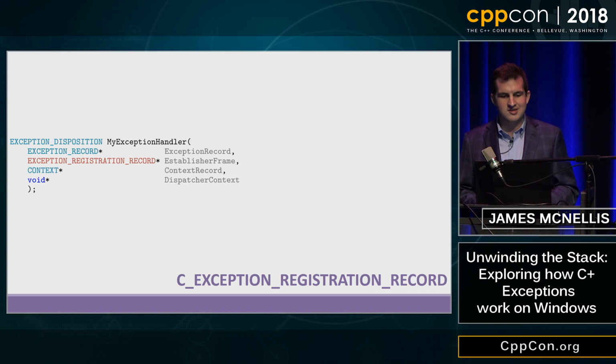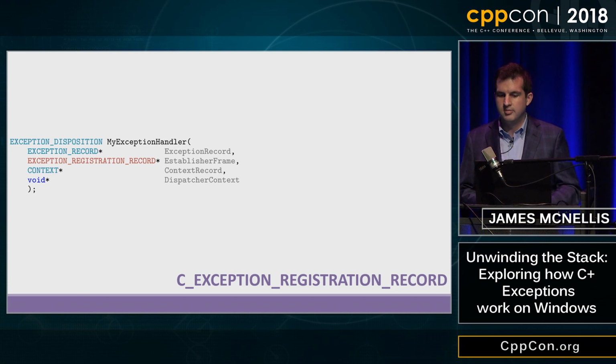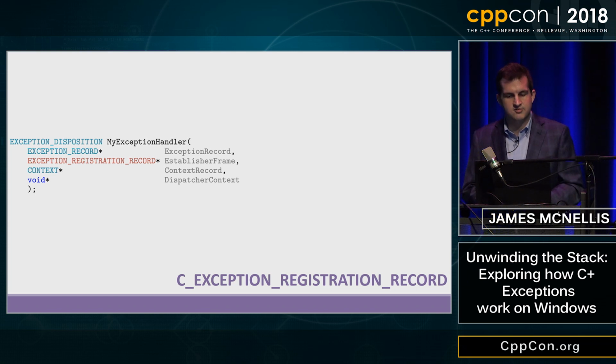So we can think of this function as actually being declared something like this. If we store our auxiliary state, like the current state number and the pointer to the scope table, alongside our exception registration record, then we can just use pointer arithmetic to access our auxiliary state inside of the handler. We can just add or subtract the appropriate number of bytes from the establisher frame pointer that we're given.